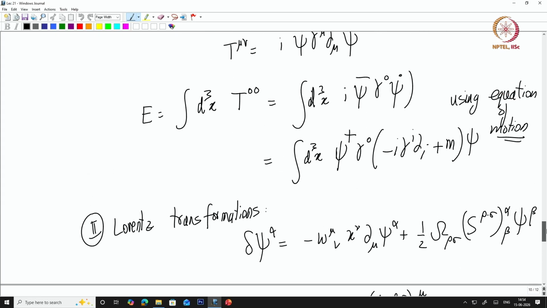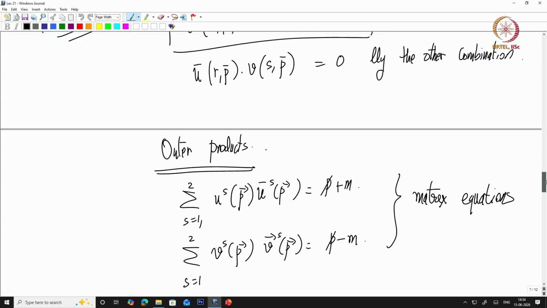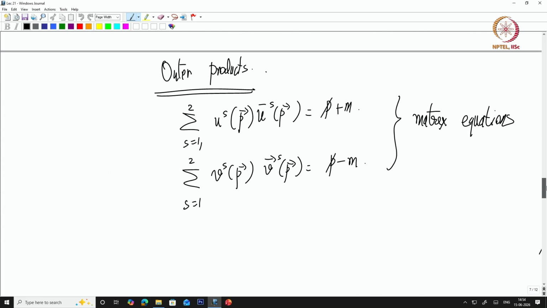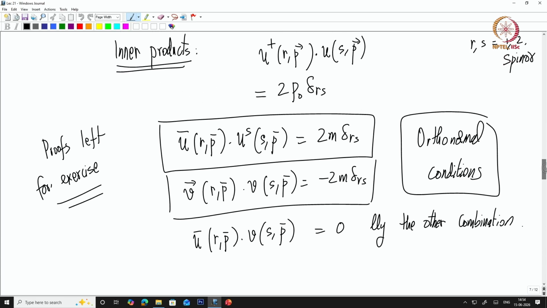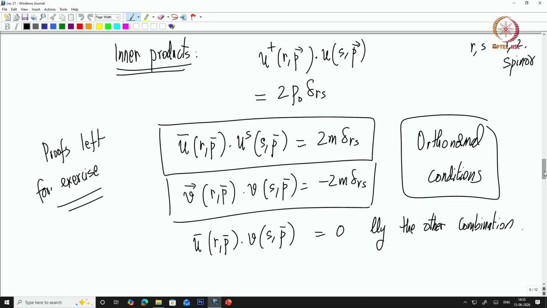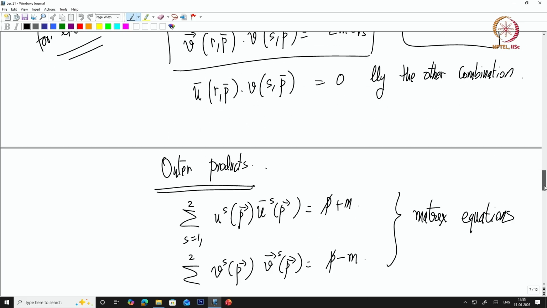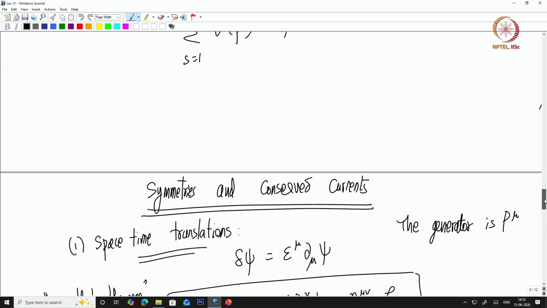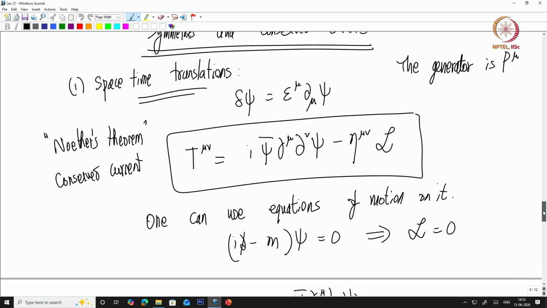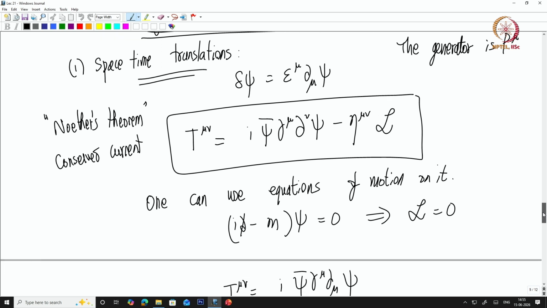Last time we were looking at the Dirac equation, the Dirac Hamiltonian, and then we moved to define the wave functions, the static wave functions, and we also did the inner products and the outer products, which are essentially the orthonormal conditions, and these are the matrix equations. So the outer products are essentially the completeness relations. And along the way I started mentioning using Noether's theorem for symmetries and conserved quantities on the Dirac Lagrangian.